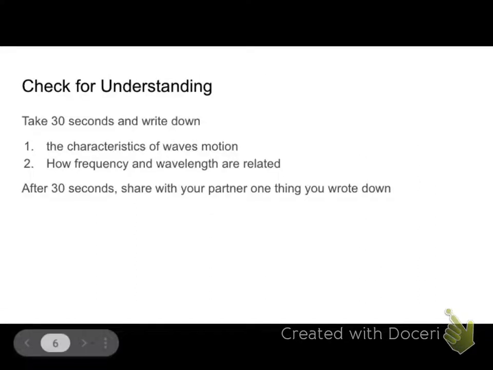Let's take a second to check our understanding of this. So I'm going to set a timer. I'm going to do more than 30 seconds because you need a little more time to write. You're going to write down characteristics of wave motion, so what is wave motion like, and then you're going to write down how frequency and wavelength are related. And then after 30 seconds are up, I'm going to ask you to share one thing you wrote with your partner. So again, it'll be more than 30 seconds, probably more like a minute.